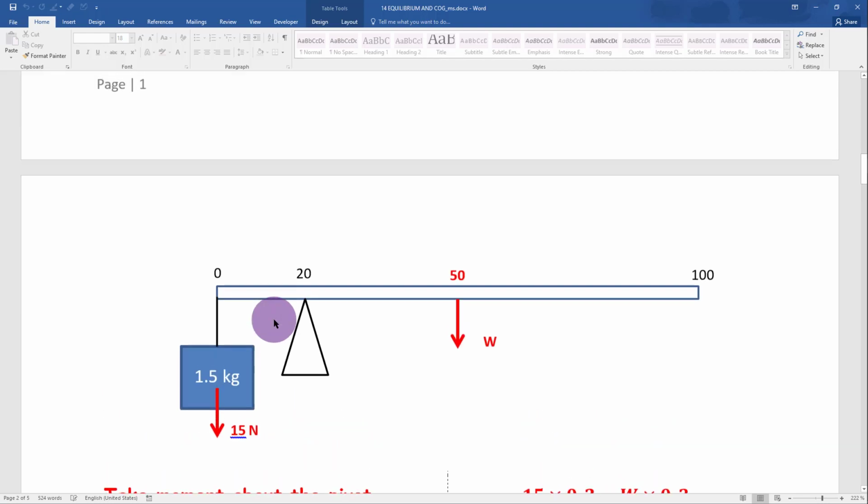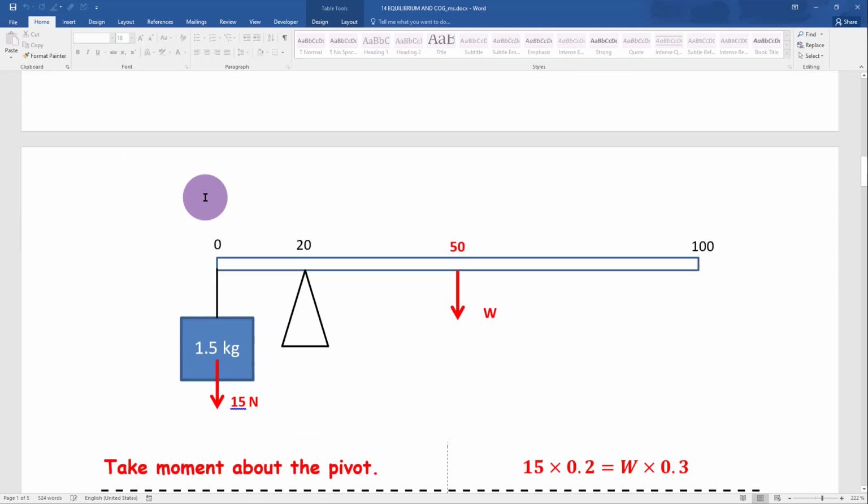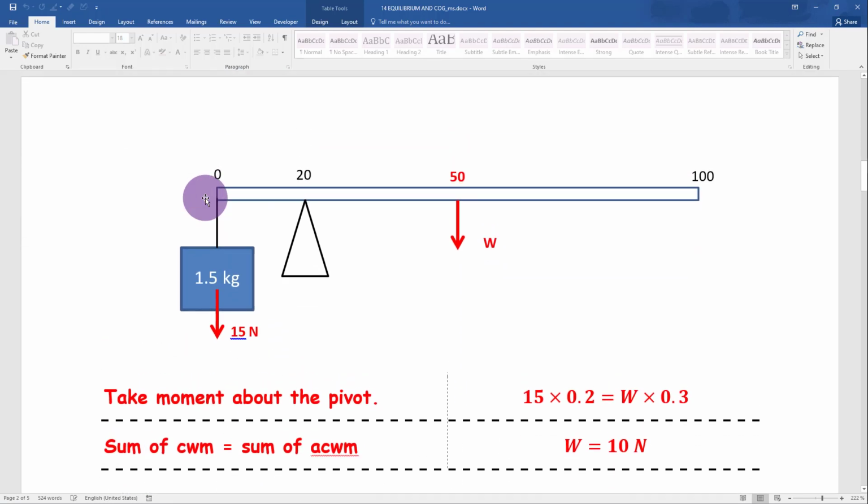The other thing that I observe from the question is that I've been told that this one is a uniform metal bar. What that means is that since it is uniform and it is 1 meter long, I will divide that 1 meter, which is 100 centimeters, by 2 to get the center point, which is the 50 centimeter mark. And I know this is the center of gravity of that metal bar.